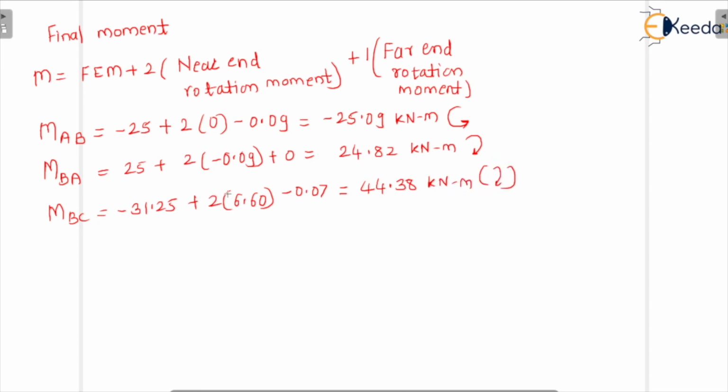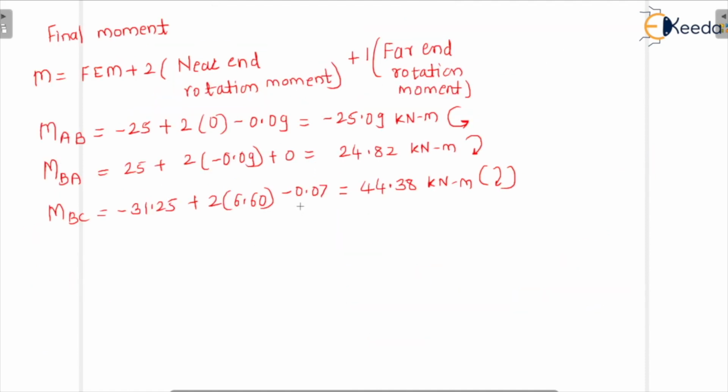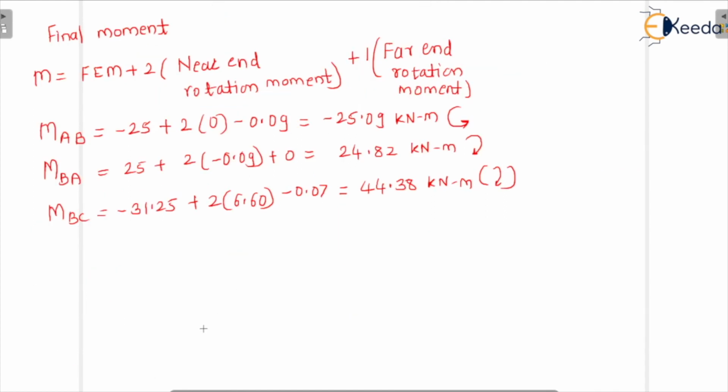Okay, so for BC, the fixed end moment is 31.25. Near end rotation moment, if you see here in the table, our value is 6.60, right? So this value we are using there. Minus 0.07, the far end rotation moment is 0.07. So this is the far end rotation moment. Then M of CD: 38.4 plus 2 into 0 plus 6.60. So our answer is 45 kilonewton meter.